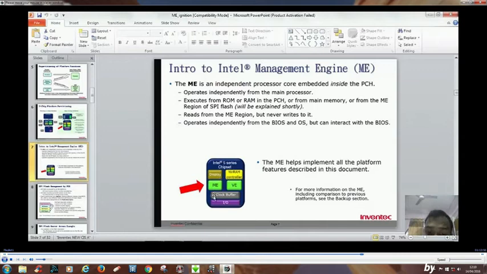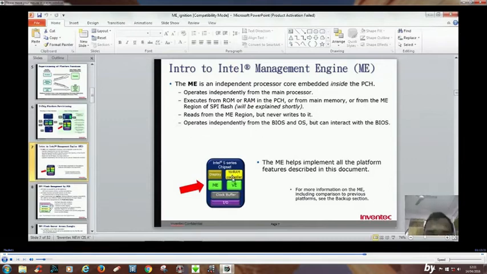That is, this management engine can execute from the internal RAM or ROM present in the PCH, or from main memory, or from the AMI region of the SPI flash. So it can execute from three places. Main memory means the external RAM. We'll go and find what the AMI region is. Third, it reads from the AMI region but never writes to it.